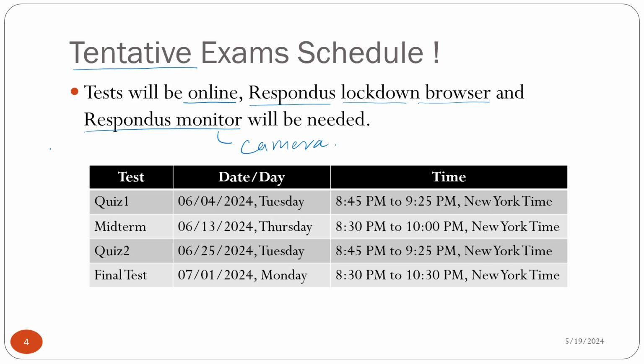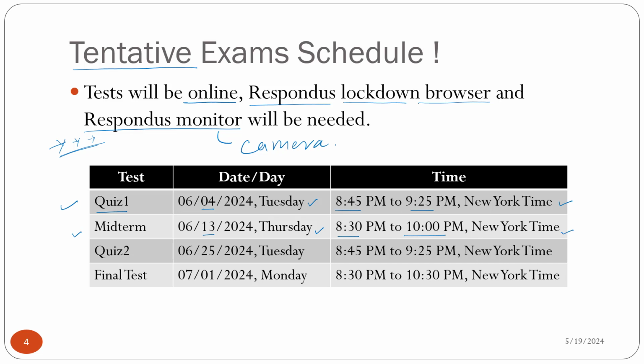All right, so these are a few things you'll have to take care of before we reach the point where you'll have the exams. The very first exam is going to be quiz 1, which is scheduled on June the 4th, that is Tuesday, from 8:45 p.m. to 9:25 p.m., New York time. And the midterm exam, there will be only one midterm exam. It is scheduled on 13th of June 2024, that is Thursday, from 8:30 p.m. to 10 p.m.